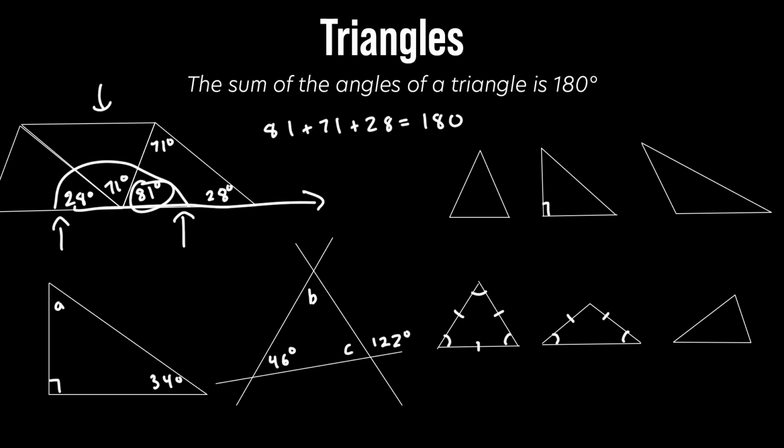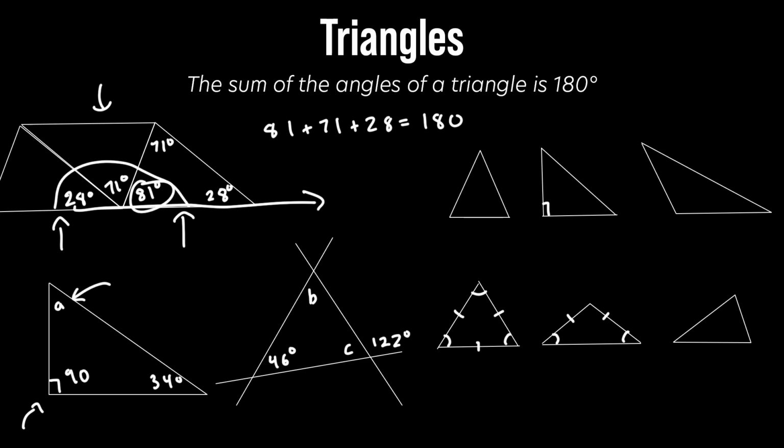So now we can start solving some problems. If we were to solve for this variable a here, how would we figure out the degrees of a? Well, right triangles have a special property in that one of the angles is 90 degrees exactly. And we know it's 90 degrees by the little marking in the bottom left corner of the triangle.